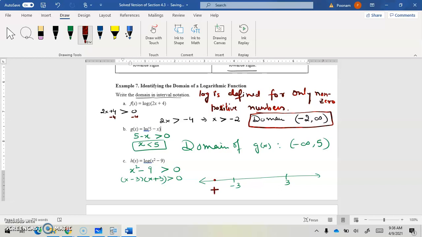Why? Because negative times negative is positive. If I pick something in between, let's say 0, at 0 the function's value is 0 minus 3, which is negative, times 0 plus 3. So that will be negative. And if I pick something more than 3, let's say 4, both of them are positive, so the function is positive. We want x squared minus 9 to be positive. Where is x squared minus 9 positive? In this area and in this area. Okay. So the domain of the function would be negative infinity to negative 3 union 3 to infinity.